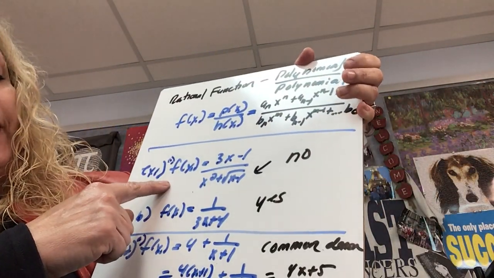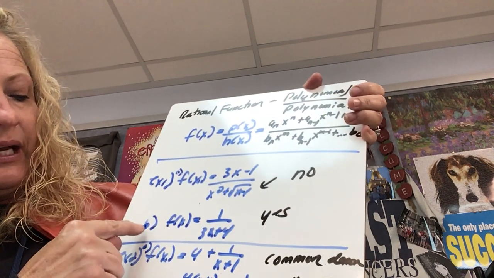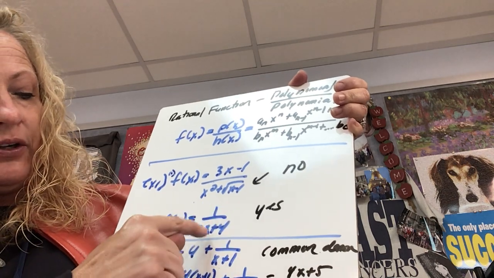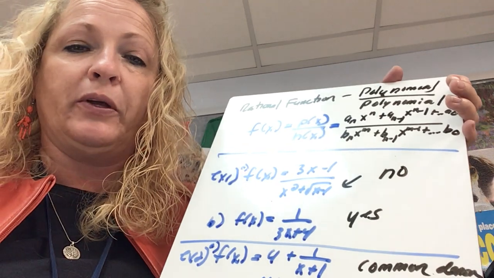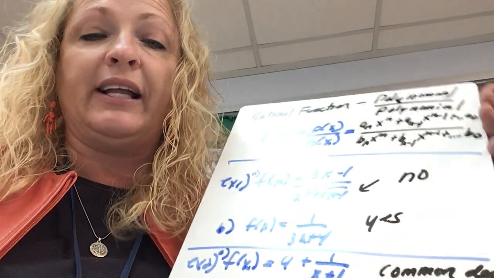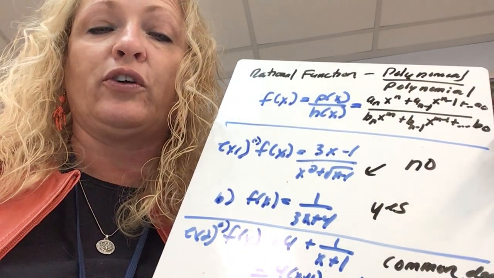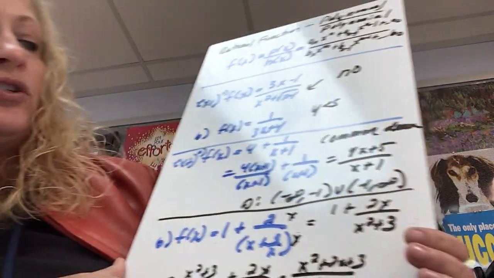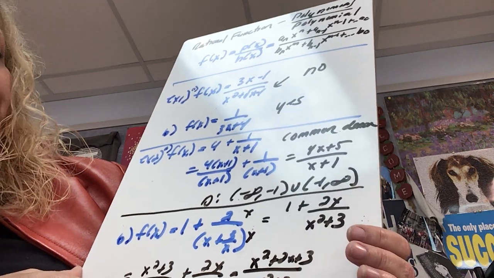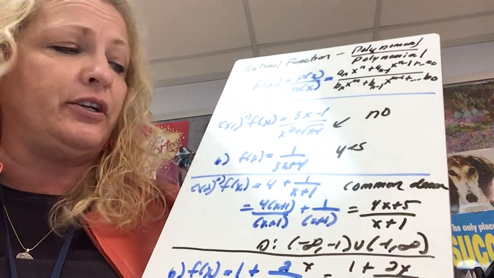So example 1a, this is a polynomial, but this is not because of the radicals, so no. Example 1b, this is a polynomial, this is a polynomial, so yes, that's a rational function. Polynomial over polynomial. So again, we first have to identify whether it is a rational function, because if it isn't, the patterns we use to find vertical and horizontal asymptotes do not apply. Okay, so let's take a look here, and it is asking us to determine whether this is a rational function, and then name the domain.